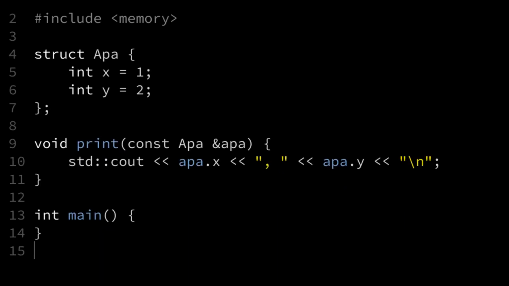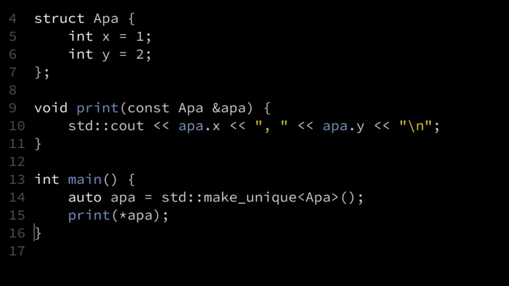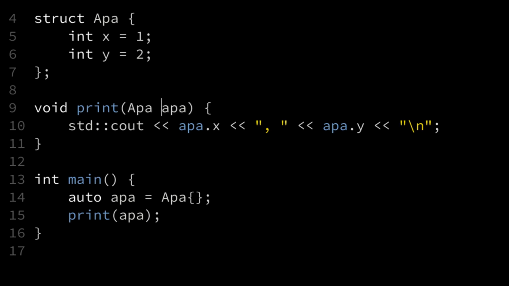Just use values. Take this small program as an example. We could choose to create an object on the heap like so, but we could just as well just create the value and send a reference to it. No problem. And you know, if the struct is this small, why are we even using pointers at all here?